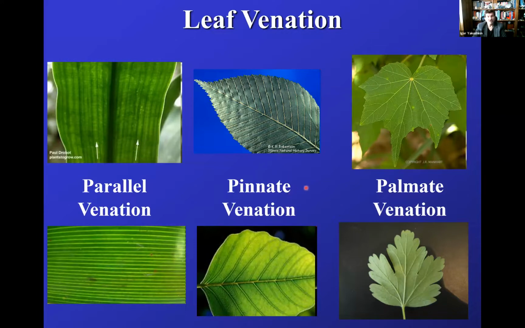Please know the leaves with the different types of venation will be on the lab practical for sure. Those ones, if you see that venation or that venation, most likely you're looking at the dicot. Most likely. There are always exceptions, but most likely you're looking at the dicot. All right, so moving on.